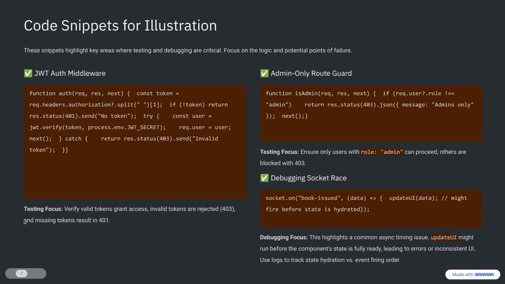So the testing focus here: verify valid tokens grant access. Invalid tokens are rejected. You see, when you just do this layer, if token is not there, give 401. And then we come here and say, if the token is not verified, we have a try catch block. The catch block is where we have the invalid tokens. So the try catch here is where our test case lies.